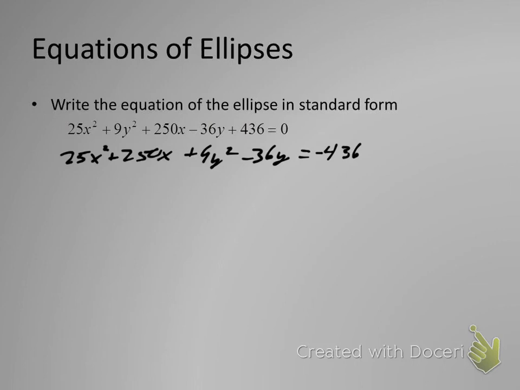Because in order to complete the square, the number in front of the x squared or y squared terms have to be 1. All right, so you take out that 25 from the x's terms. So you have 25 times x squared plus, what is that, 10?